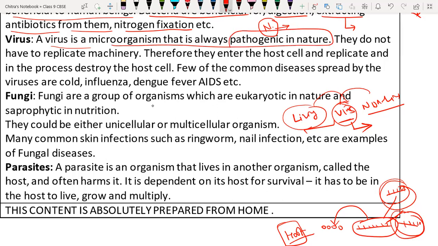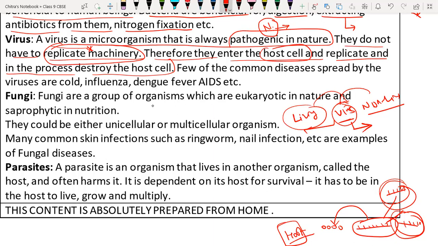Okay. So a virus is a microorganism that is always pathogenic in nature. Pathogenic means disease causing. They do not have a replication mechanism, so they must enter the host cell. When they are outside the body, they do not replicate. Replication means the formation of new strains like them, which is not possible outside the body. But when they enter the host cell, they start replicating and in this process destroy the host cell.